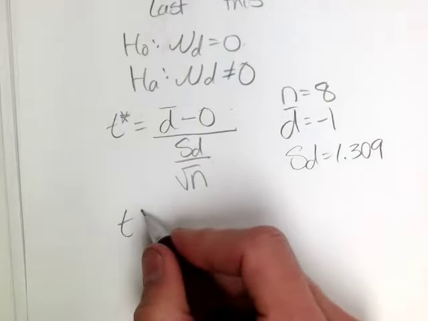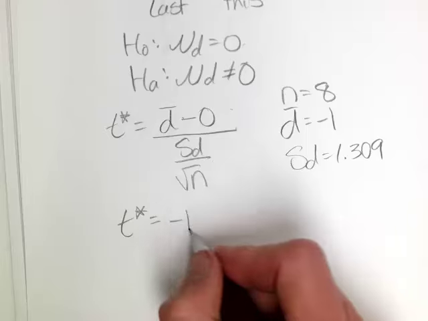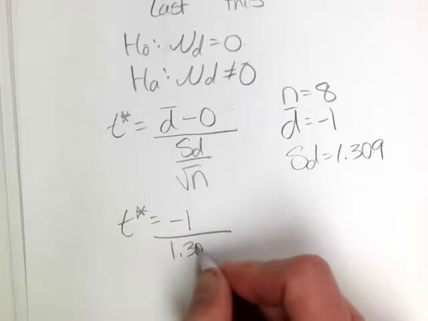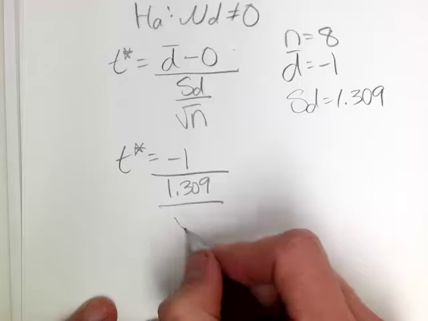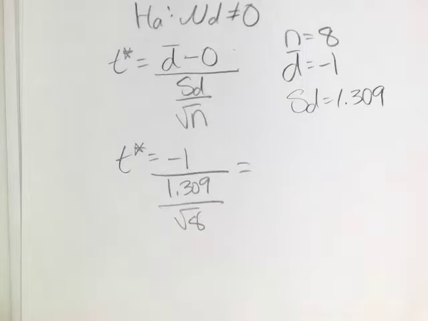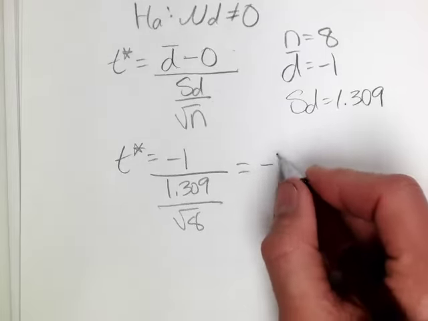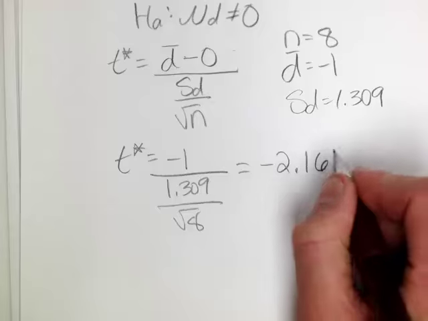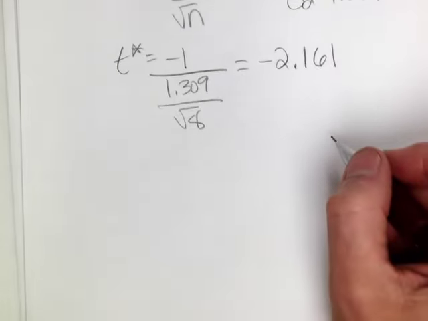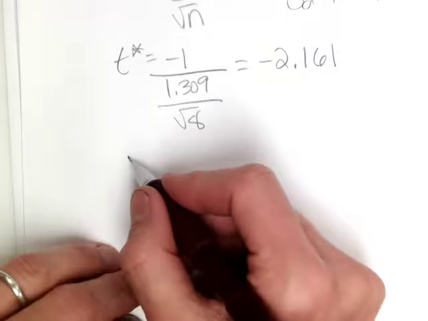My test statistic will be -1 over 1.309 over the square root of 8. Calculating that real quick, I get a t-value of about -2.161.